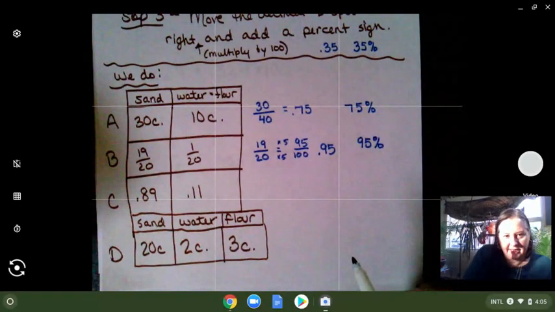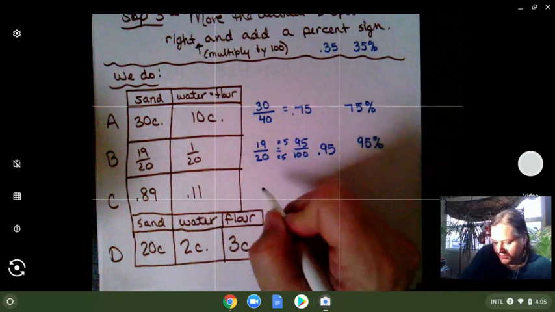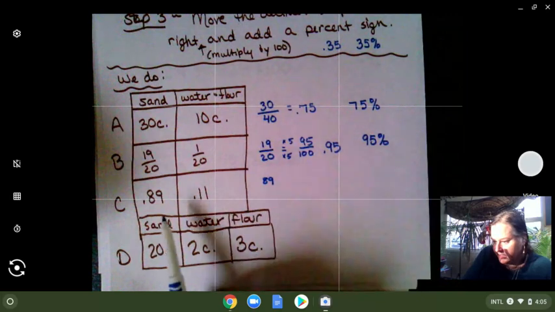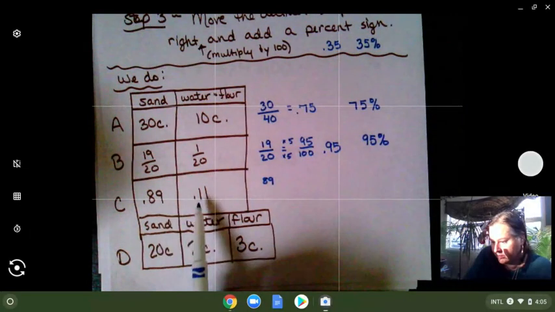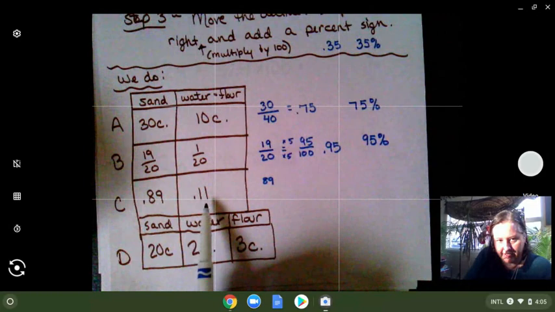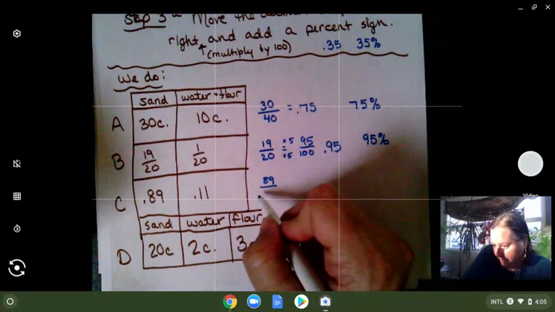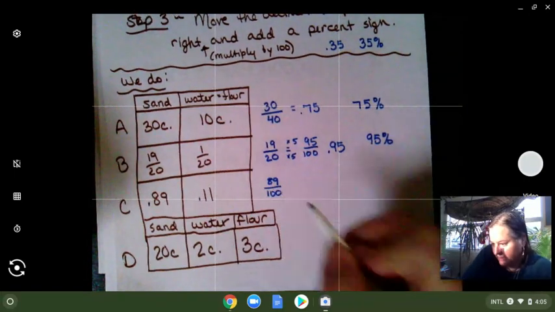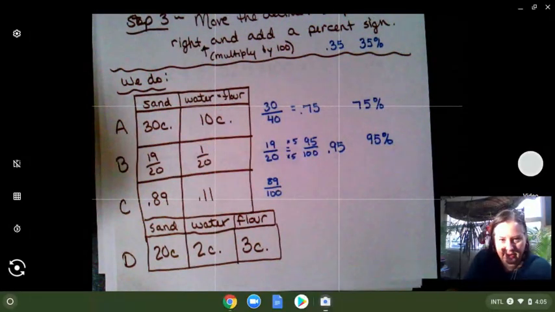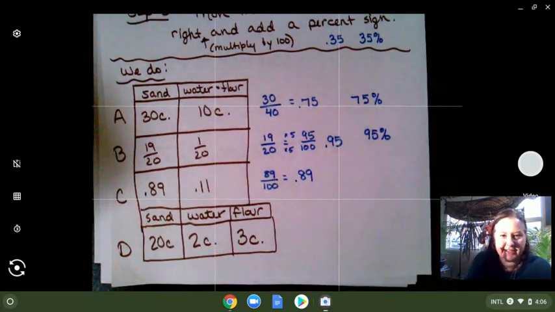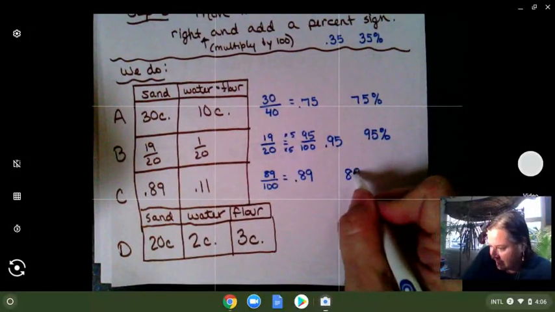Okay, let's look at this next one. We have 89/100ths on the top, 89/100ths. And if I add 89 plus 11, I get 100. So I have 89/100ths, right? This is in the hundredths place. I'm going to take that 89/100ths and divide it. Oh, I don't even need to divide. There's 100 on the bottom, so I just write 0.89. There is our 89/100ths, which would also be 89%.